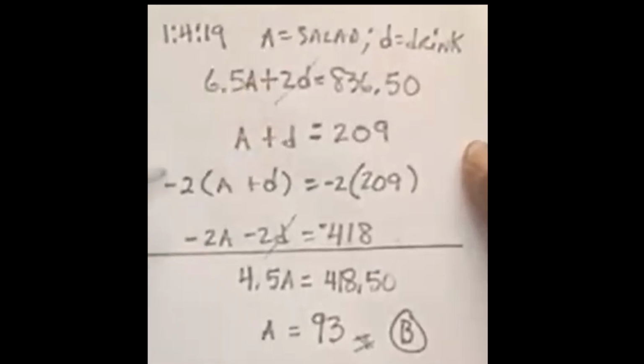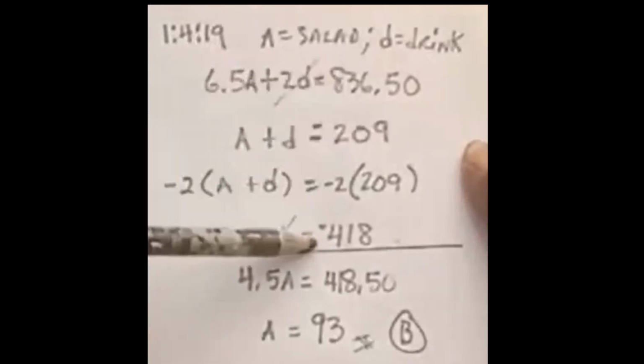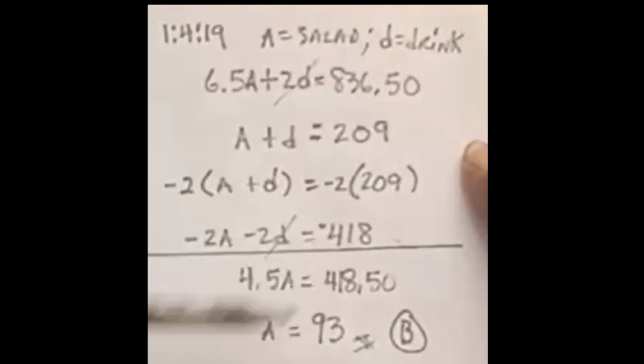And I get this here. I subtract it off. My D's go away. That's what I was trying to do anyway. 6.5A minus 2A gives me a 4.5A. 836.50 minus 418 gives me 418.50. Run it through the calculator. A equals 93. B is the answer. Means 93 salads were sold.